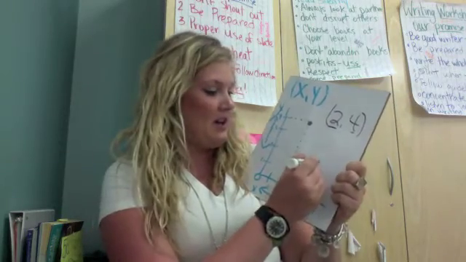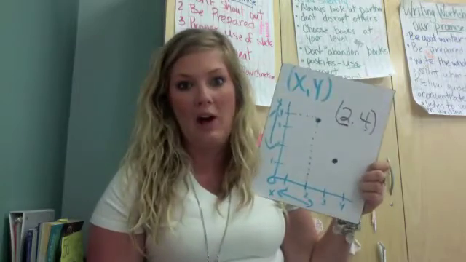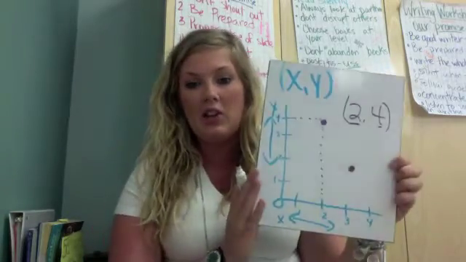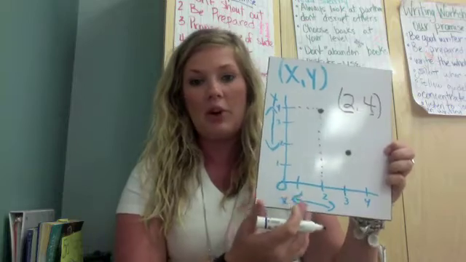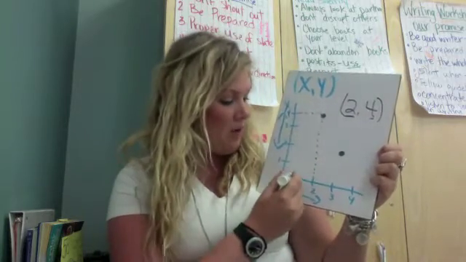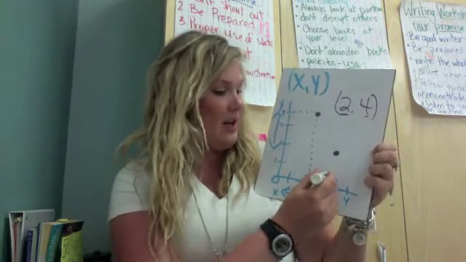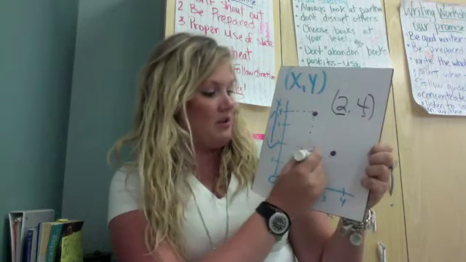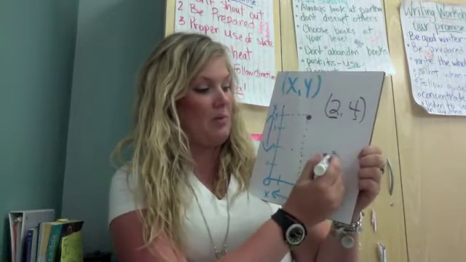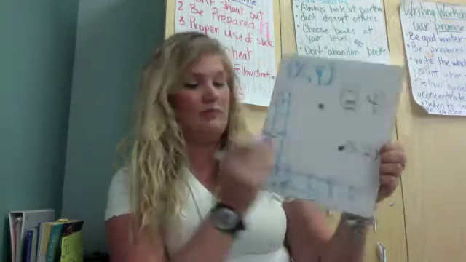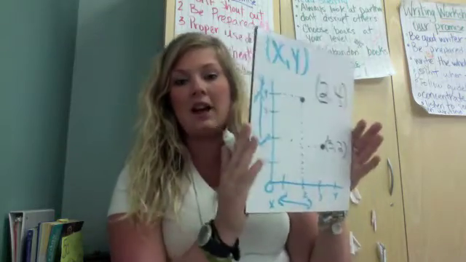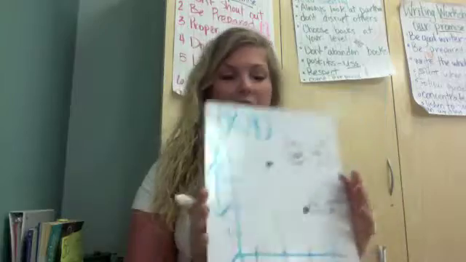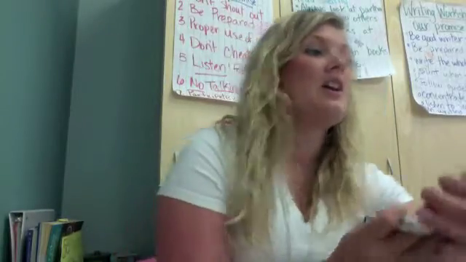So sometimes there might be a point and you need to find out what the ordered pair is. You do the same thing. You have to crawl before you stand up. So we're going to go over 1, 2, 3, and you go up 2. So we know that our ordered pair is 3, 2. Okay? So that is how you solve ordered pairs.